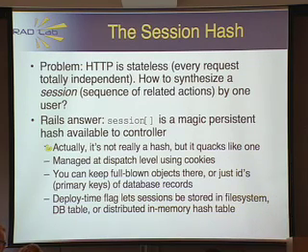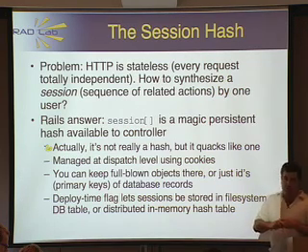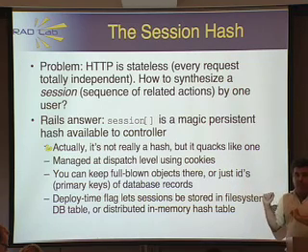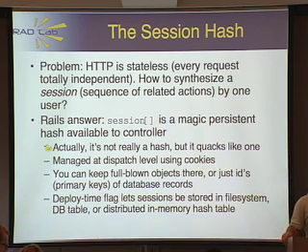The session hash, and we're getting very close to the end of this session here. As we've said, HTTP is stateless, so how do you actually connect a sequence of requests that are originating from the same user as part of an ordered session? The answer is you don't really have to do it. Rails kind of does it for you. Session is a magic persistent hash that's available to the controller, which when I say persistent, it means that its contents are reliably available across HTTP requests that originate from the same user.